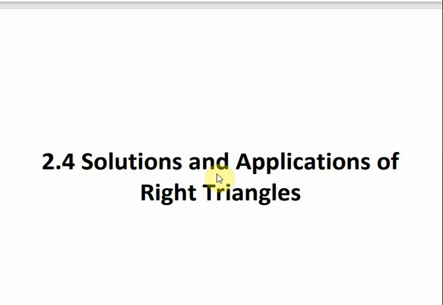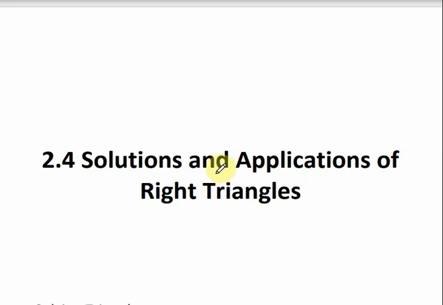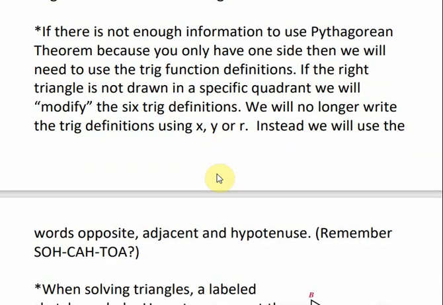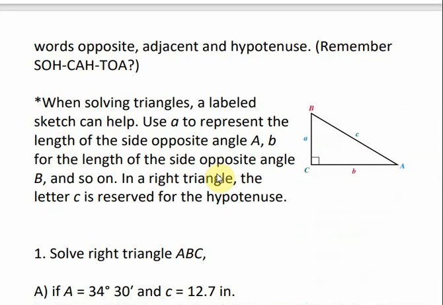2.4 Solutions and Applications of Right Triangles. To solve a triangle means to find the measures of all of the angles and the sides of the triangle. If there's not enough information to use the Pythagorean theorem because you only have one side, then we'll need to use trig function definitions. If the right triangle is not drawn in a specific quadrant, we'll modify the 6 trig definitions, and we'll no longer write the trig definitions using x, y, or r. Instead, we're going to use the words opposite, adjacent, and hypotenuse.